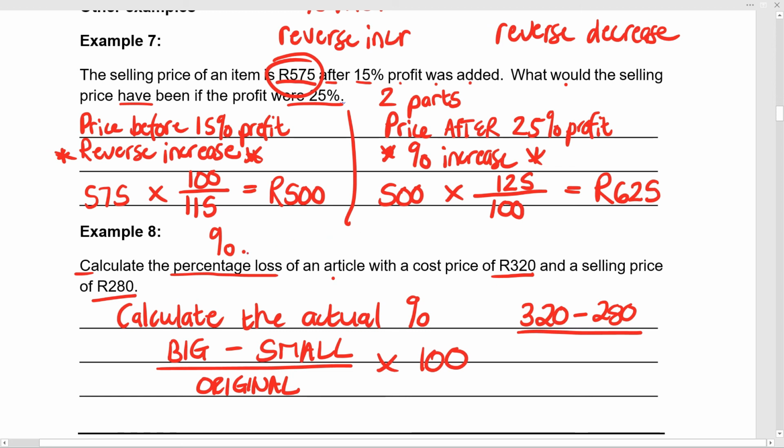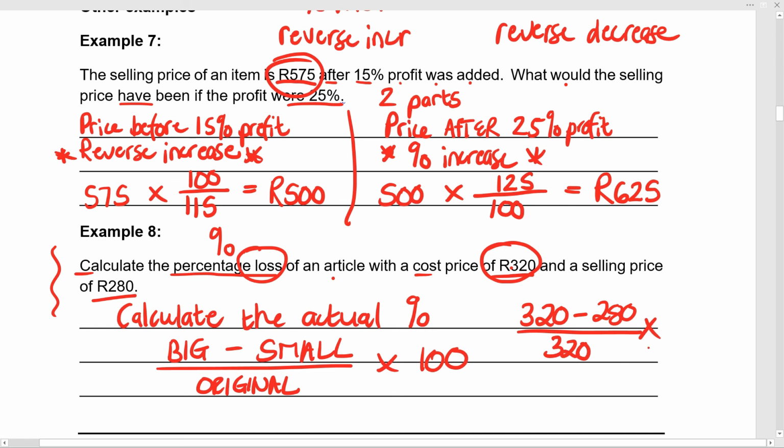We want the loss. It had a cost price of that and a selling price of even lower. So this amount here, my 320 minus 280, is the amount they lost. On what? What was the original amount? The beginning one was the cost price, which is 320. So you might have a formula that involves cost price and selling price as a percentage. So you're more than welcome to use that if you'd like to. This is then over the original price, which is 320.